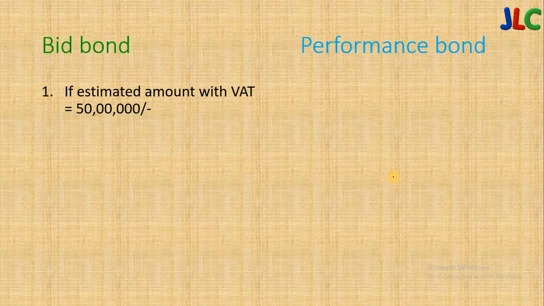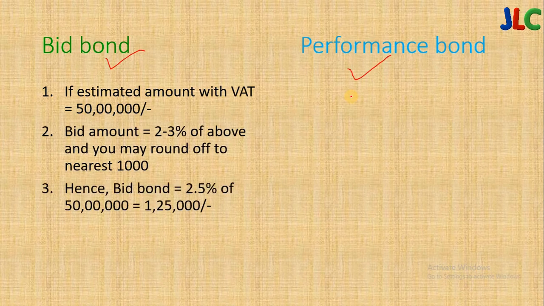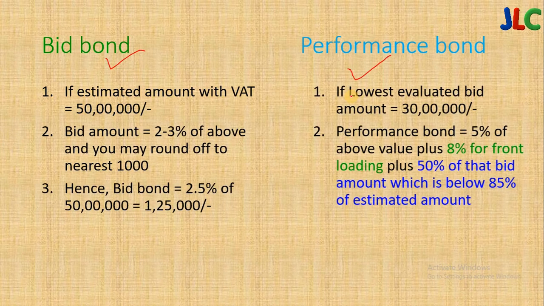Now let us understand bid bond and performance bond through an example. Bid bond, suppose the estimated amount is 50 lakhs. Now bid amount is equal to 2 to 3% of the above. You can round it to nearest 1000 and you may take any percentage, 2.5, 2.4, 2.8, anything, and round it to nearest 1000 or 10 or as you like. So that would be the bid amount and this will be published in the tender notice.